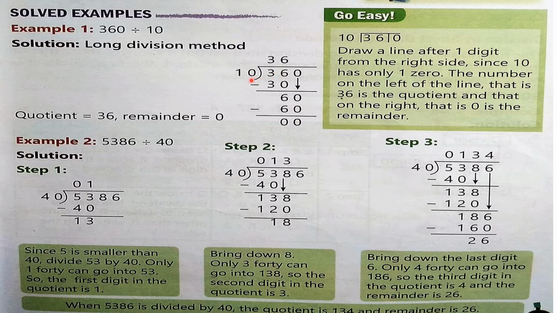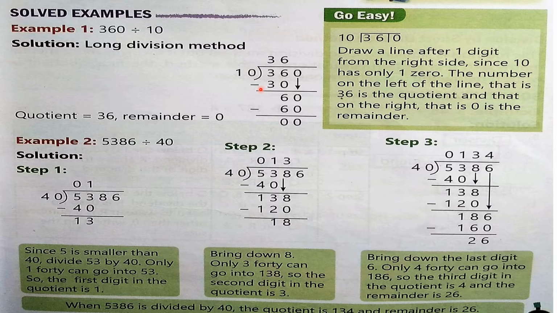Now first we will see this 3. This 3 is smaller than this 10. Yes or no? Yes. So what do we have to do? We have to take the two-digit number here, so 3 and 6, 36. Now this is 36 and this is 10. 36 is bigger, so in the table of 10, how many times is equal to 36?